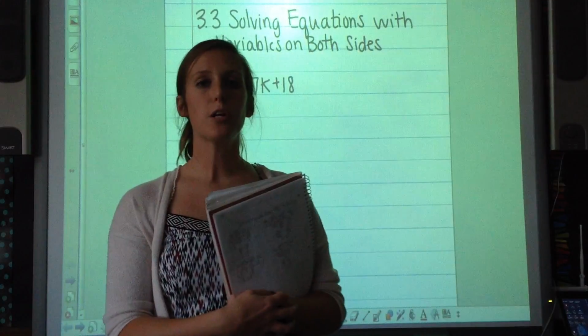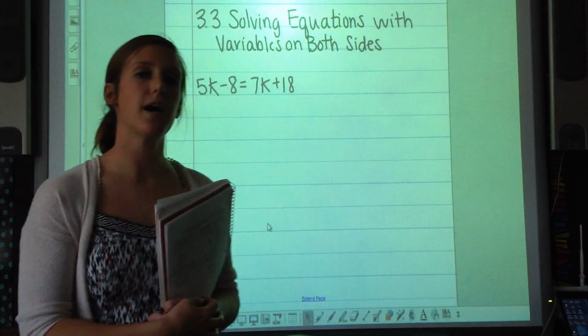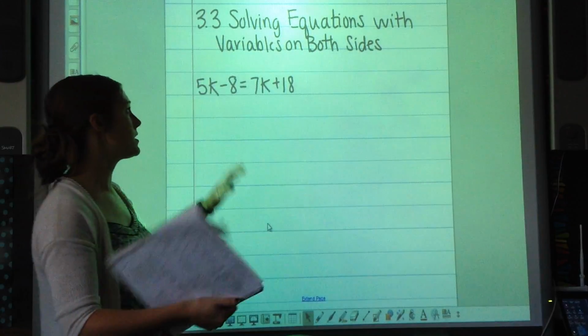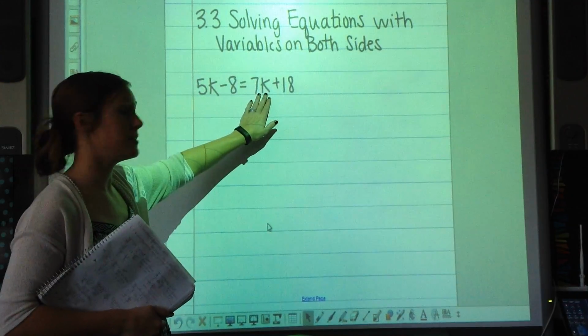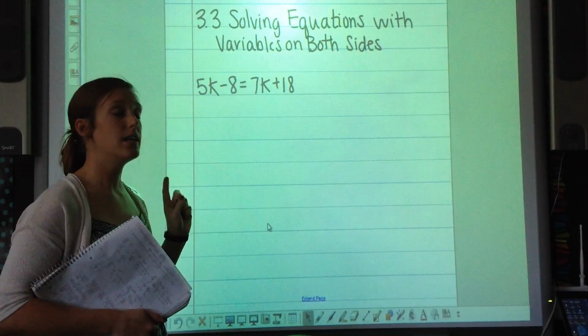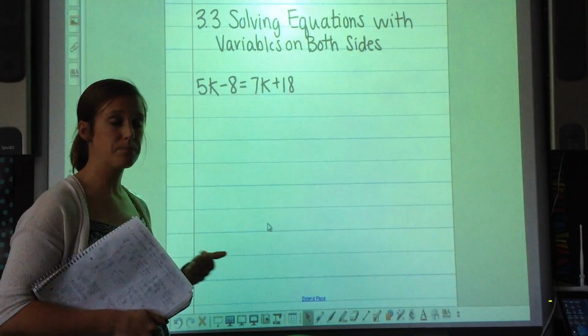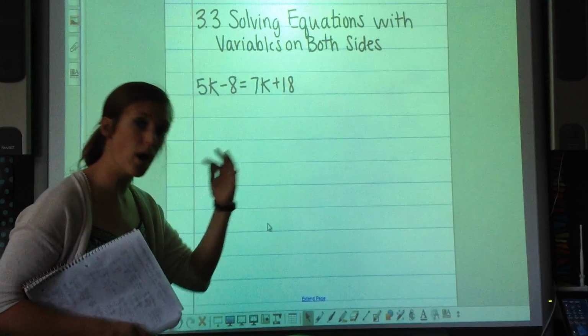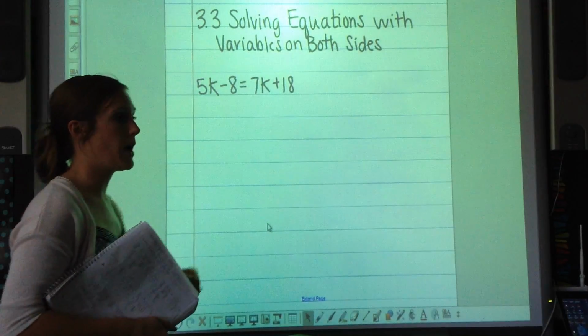In this lesson, we're going to be solving equations with variables on both sides of the equal sign. This looks different than the last lesson because the k's are on different sides of the equal sign. In the last lesson, they were on the same side. Because they're on different sides, we're going to have to bring one to the opposite side. We are going to be doing opposites.